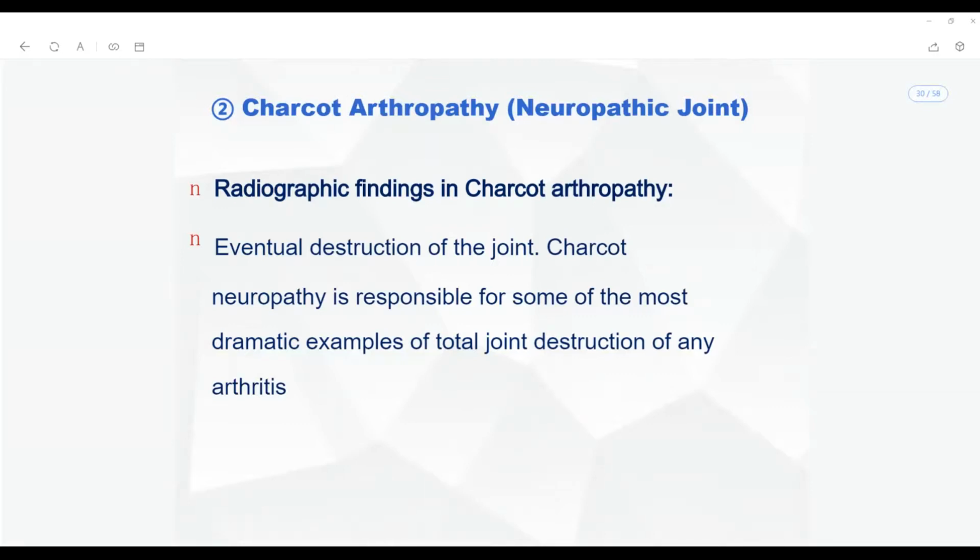And what is a Charcot joint? Charcot's joint is the neuropathic pain that happens along the bones, along the joints, particularly in case of diabetes. Now, there is another thing that is also known as the Charcot's neurologic triad. Remember, Charcot neurologic triad.